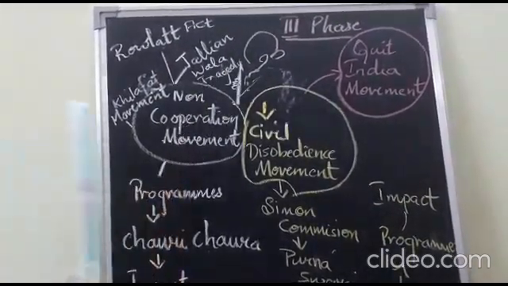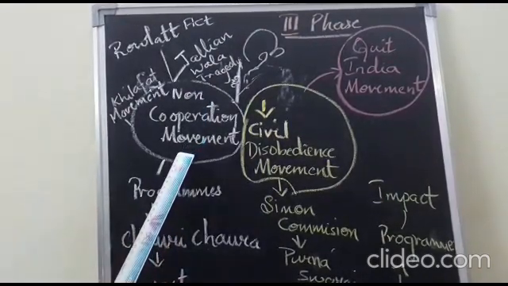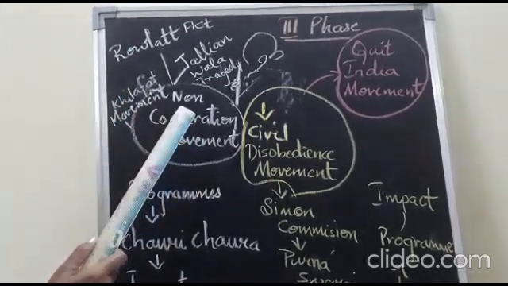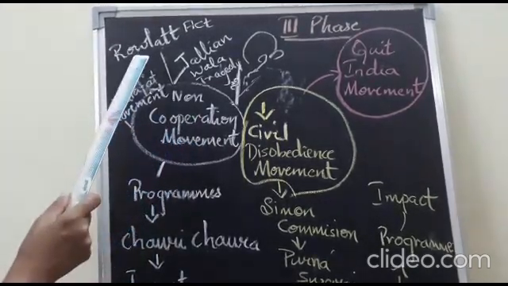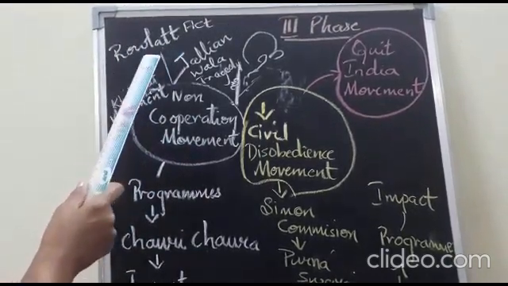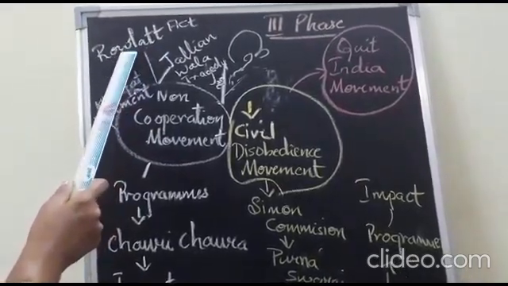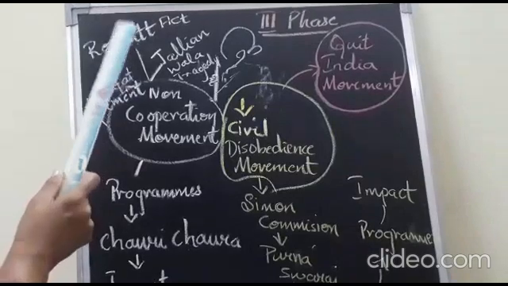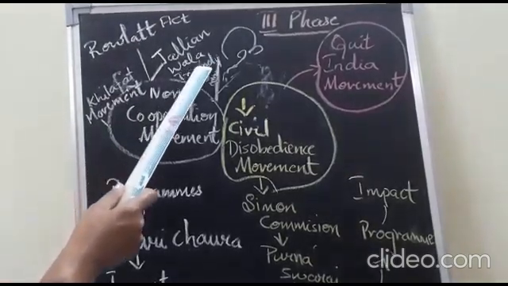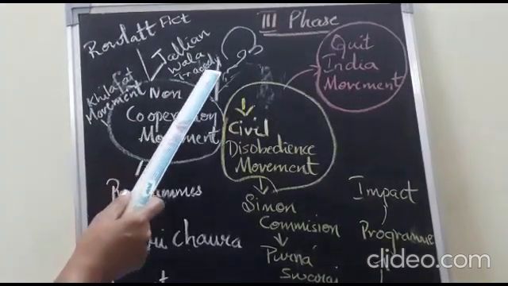Gandhiji's first movement was the non-cooperation movement, which started in the year 1920. Now, what are the causes which led Gandhiji to start off the non-cooperation movement? The first is the Rowlatt Act, the passing of the Rowlatt Act by Justice Sidney Rowlatt in the year 1919. And we saw what are the provisions or the terms of this particular act. Following that is the Jallianwala Bagh massacre, or Jallianwala Bagh tragedy.